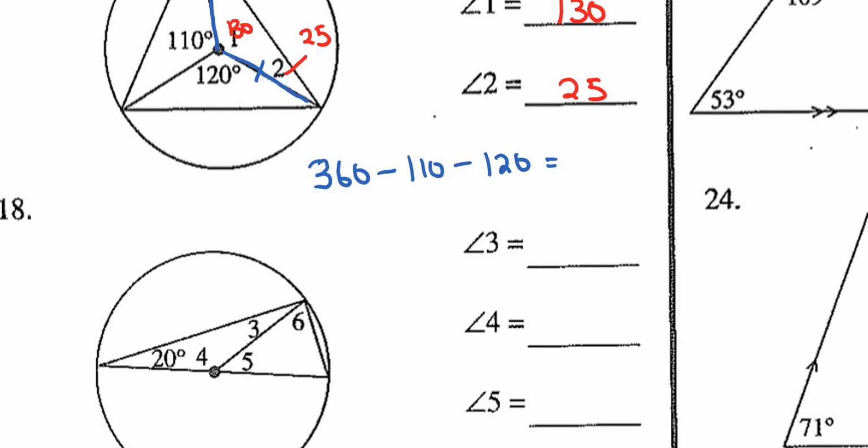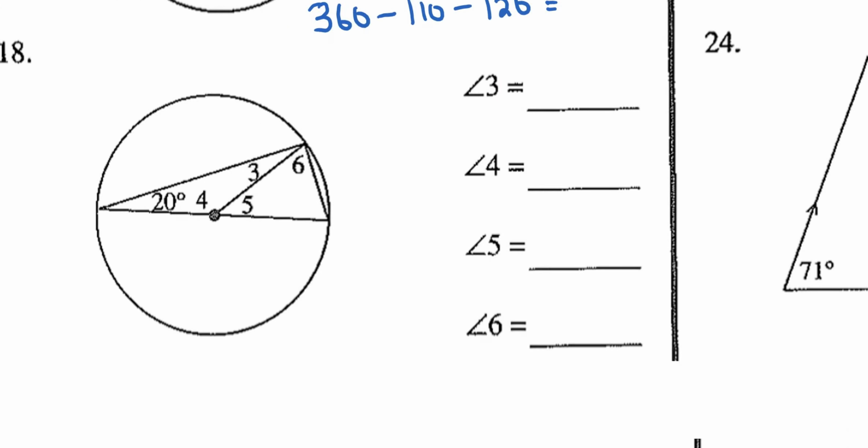Okay, let's move on to question number eight, another circle geometry question. One thing I'm going to do right away is mark in the radius here. So I have two isosceles triangles there. I know angle number three right away because this triangle right here in green is an isosceles triangle, so the corner angles have to be equal. So angle number three has to be 20 degrees.